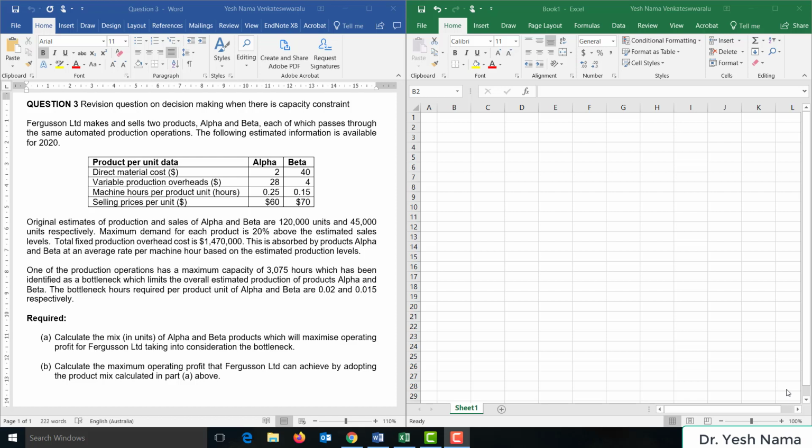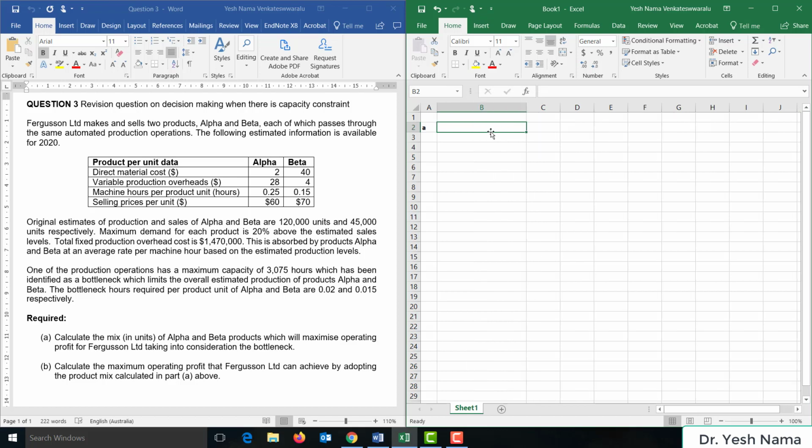The bottleneck hours required per product unit of alpha and beta are 0.02 and 0.015 respectively. Requirement A, calculate the mix in units of alpha and beta products which will maximize operating profit for Ferguson Limited, taking into consideration the bottleneck hours. So whenever we have a bottleneck or a capacity constraint, the first thing we have to look at is contribution per limiting factor. So let's calculate the contribution per limiting factor.